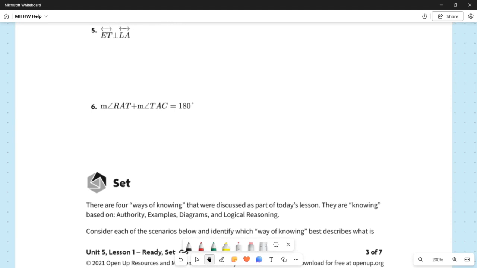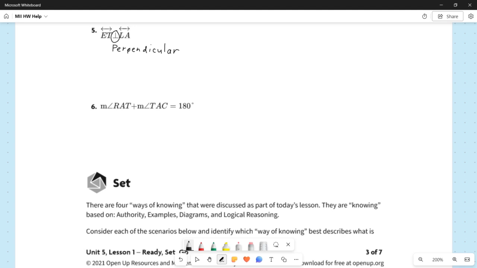Question 5. Question 5 says line ET is perpendicular to line LA. So it's going to be very important that we can recognize that this symbol means perpendicular. And it's not sufficient to simply know that it's perpendicular. We also have to know what perpendicular means. Perpendicular lines form a right angle. They intersect at a right angle, which is 90 degrees.